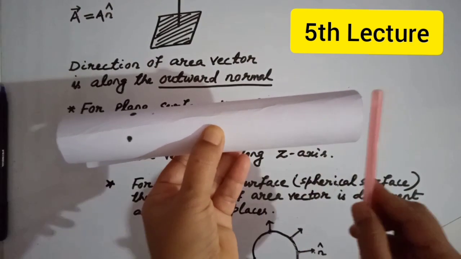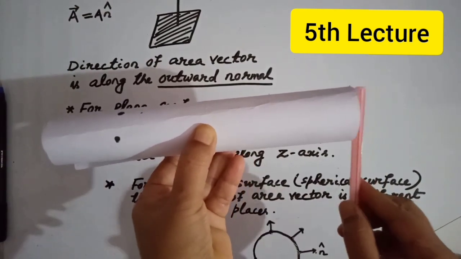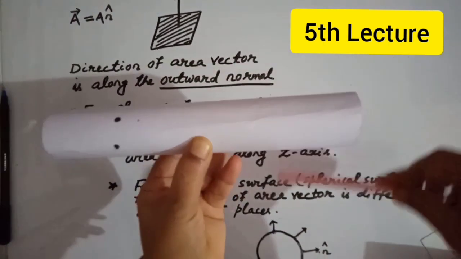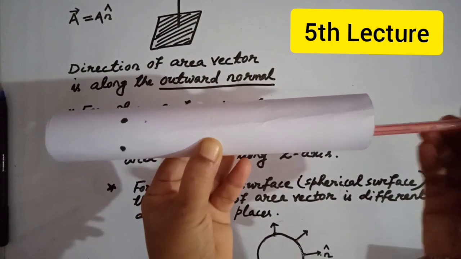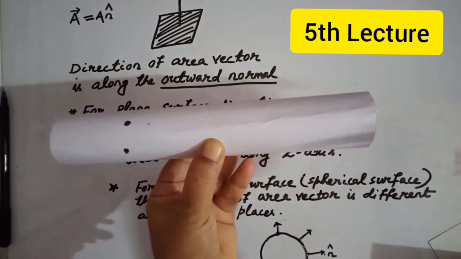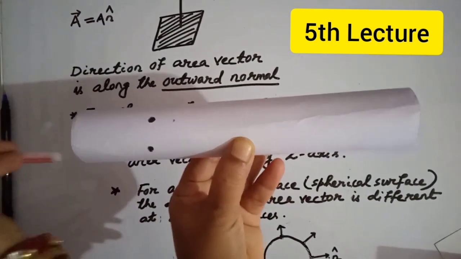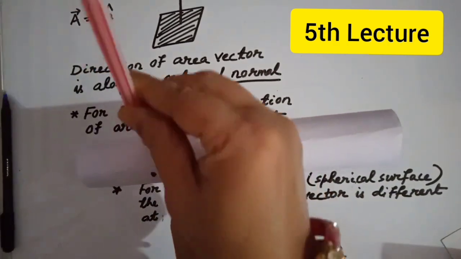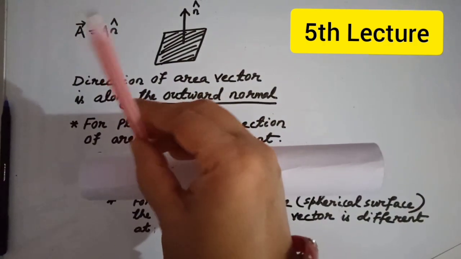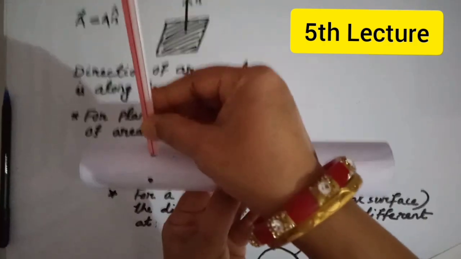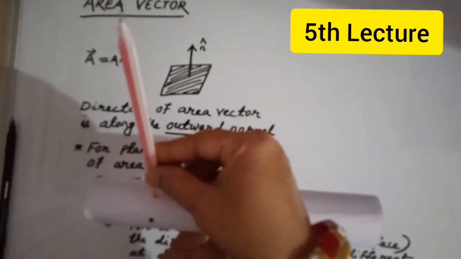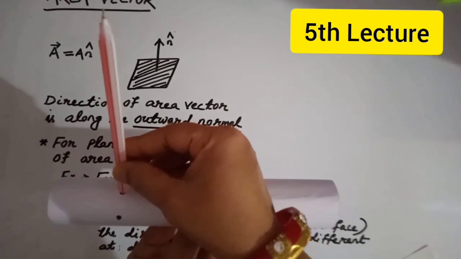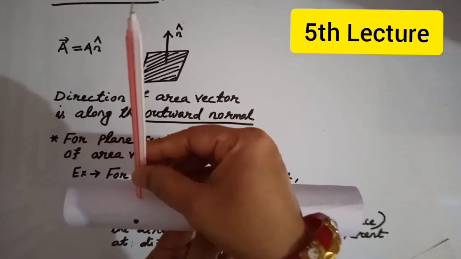This is a cylinder. Here are 3 surfaces: this plane surface, this side plane surface, and one curved surface. For plane surfaces it is along the outward normal like this. For this surface it is along the outward normal. But for the curved surface, area vector at this place can be shown like this, perpendicular to that particular area. For a curved surface, we have to consider very small areas.